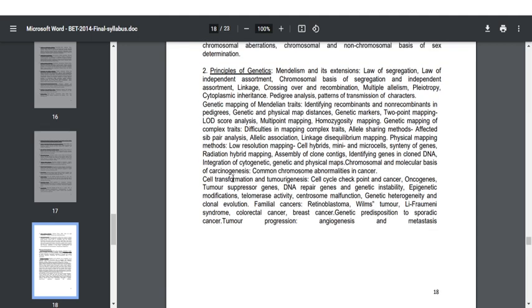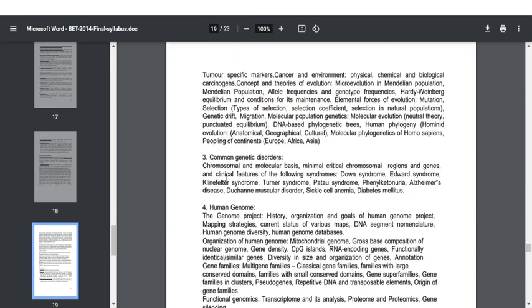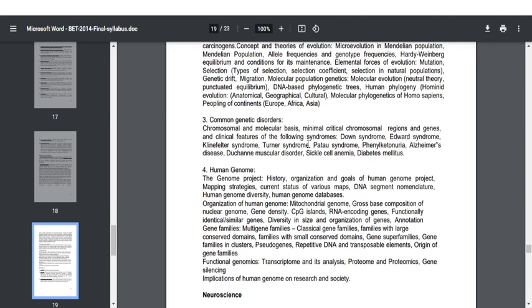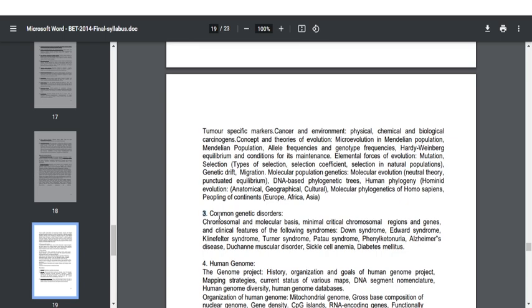In this topic, I simply left out some parts. I concentrated on cell transformation and tumorigenesis. Next, I concentrated on tumor specific markers and common genetic disorders. I didn't go for the human genome and all, but within the human genome I concentrated on CpG island and mitochondrial genome. I also read about what is meant by pseudogene, repetitive DNA, and transposable elements. So I just concentrated on those topics which I'm comfortable with. Just read about common genetic disorders.